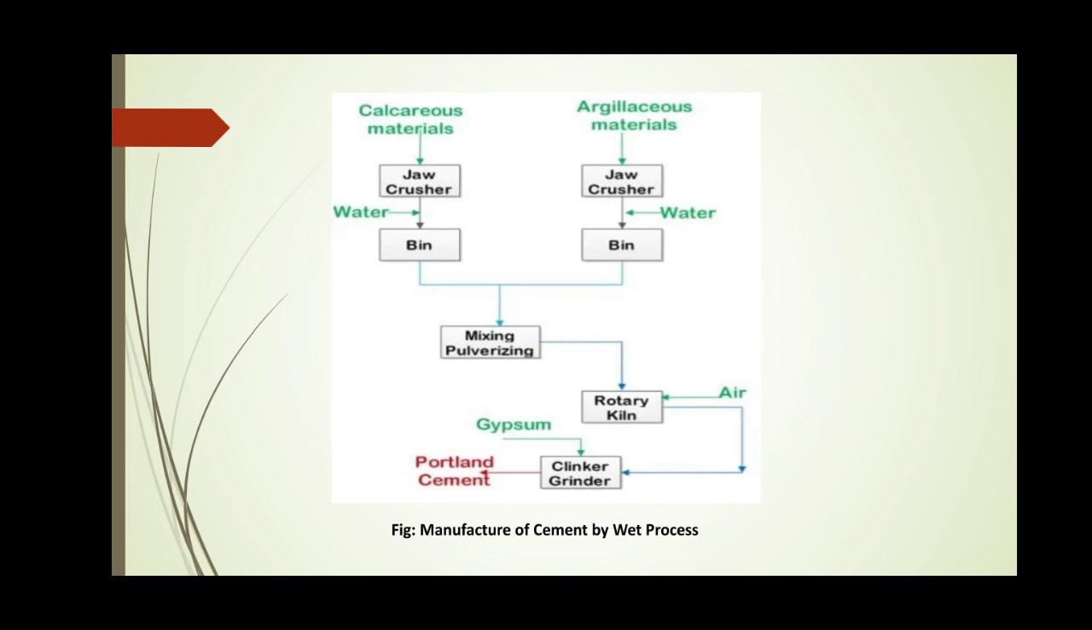This shows the flow diagram for making cement by the wet process, in which calcareous material and argillaceous material is fed into the jaw crusher, then water is added before going to the bin, and from the bin it is forwarded to mixing pulverizing, and then from there it is forwarded to the rotary kiln, and after entering air it proceeds to the clinker grinder, and by adding gypsum content we get the final product called Portland cement.